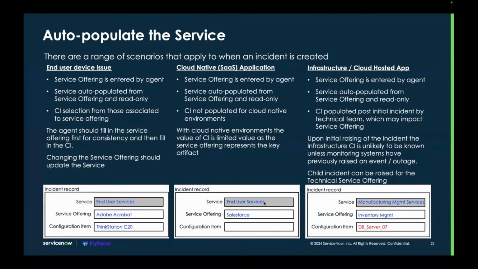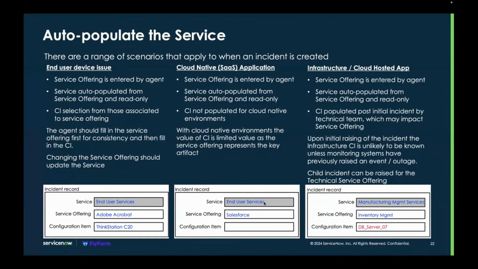A slightly different example is Salesforce. Again, it's an end user service, but because it's a cloud native application, you don't really have visibility into CIs, so the CI is going to provide limited value. In this case, you're heavily orientated around using the service offering and the service to help you with the incident and ultimately resolve the service issue. So in those cases, you wouldn't necessarily have the CI. The assignment group would be populated from the service offering's support group rather than the CI's support group, because you haven't populated one.